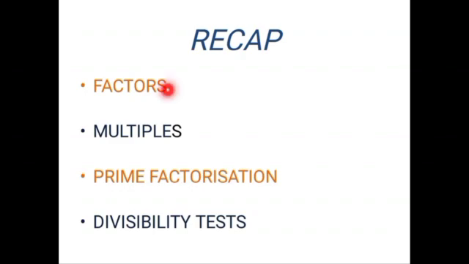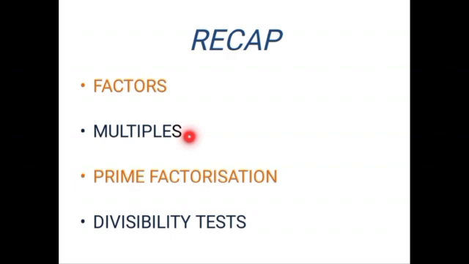What is a factor? A factor of a number is the number which completely divides the number without leaving a remainder. Then, what is a multiple? A multiple of a number is a number obtained by multiplying it by a natural number. And we know that a number is a multiple of each of its factors.